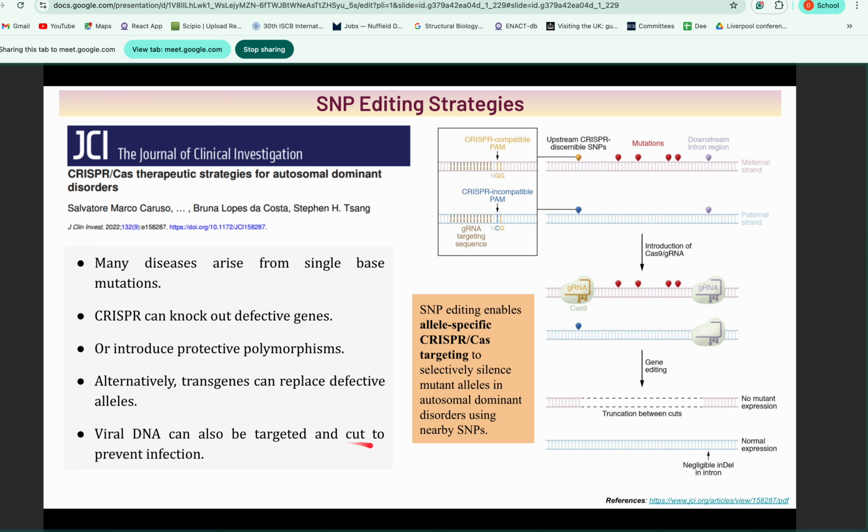Viral DNA can also be targeted and cut to prevent infection. As bacteria do, they cut the double-stranded DNA of the virus and prevent the infection. Similarly, we can also do the same.